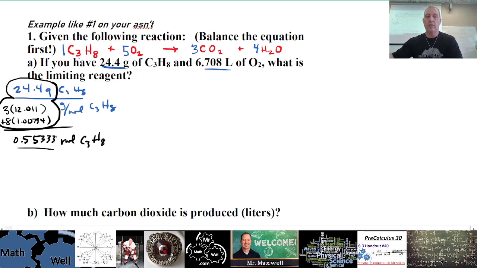Now, why is that important? Well, you're going to need to use this moles to compare it with the number of moles of oxygen. How do we find the moles of oxygen? Well, we take the liters of oxygen and we divide it by the connection, the ratio of moles to liters at STP, which is 1 mole is 22.4 liters. So we're assuming this is at STP, 22.4 liters per mole now. See that?